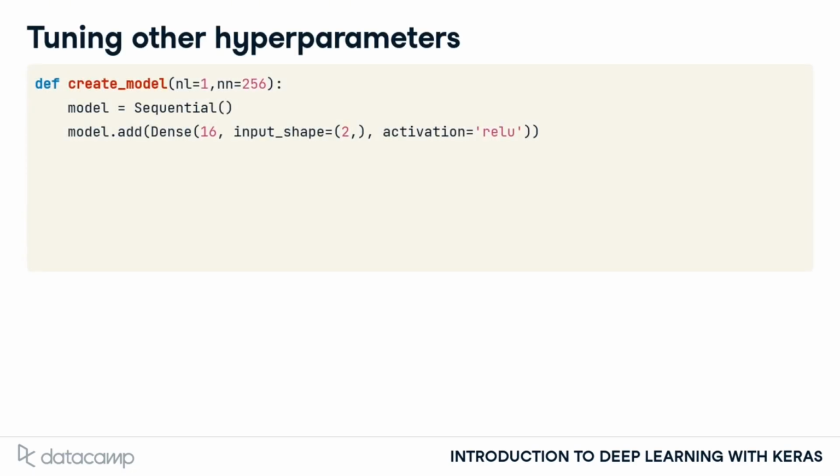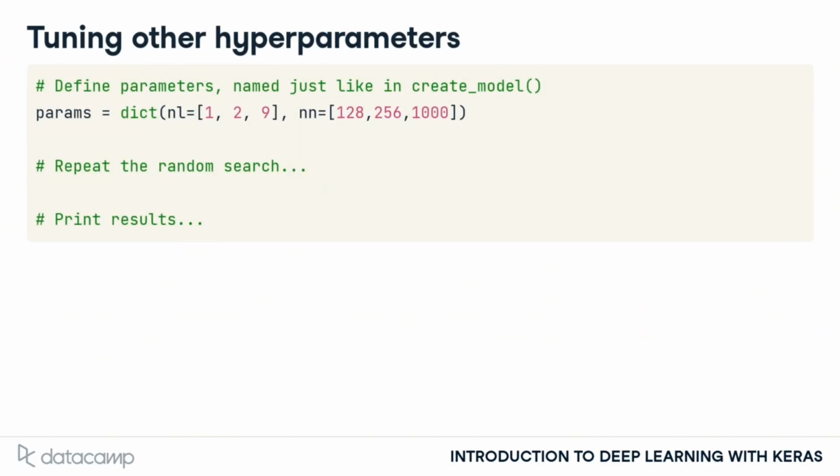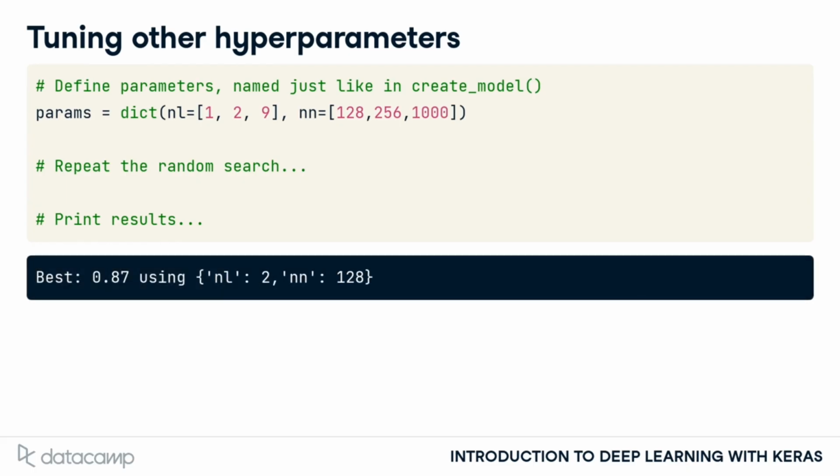Parameters like the number of neurons per layer and the number of layers can also be tuned using the same method. We just need to make some smart changes in our createModel function. The nl parameter determines the number of hidden layers and nn the number of neurons in these layers. We can have a loop inside our function and add to our sequential model as many layers as provided in nl with the given number of neurons. Then, we just need to use the exact same names in the parameter dictionary as we have in our function and repeat the process. The best result is 87% accuracy with 2 hidden layers of 128 neurons each.